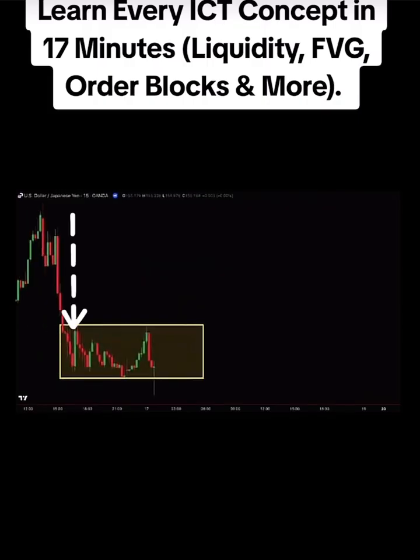When the market is trending down, smart money eventually looks for a place to start buying. Here's how to spot the reversal. Watch for the accumulation phase. Price begins to range after a strong downtrend. Then comes the liquidity grab.